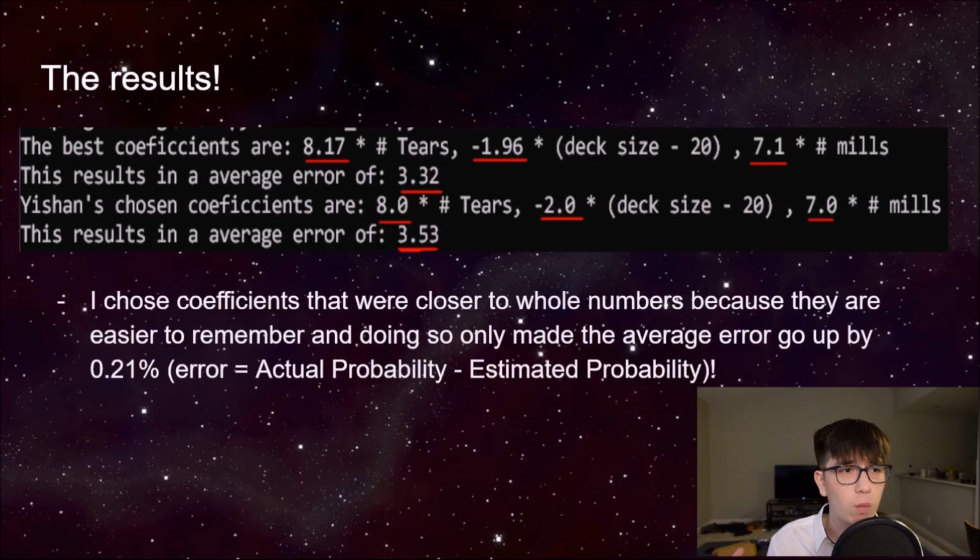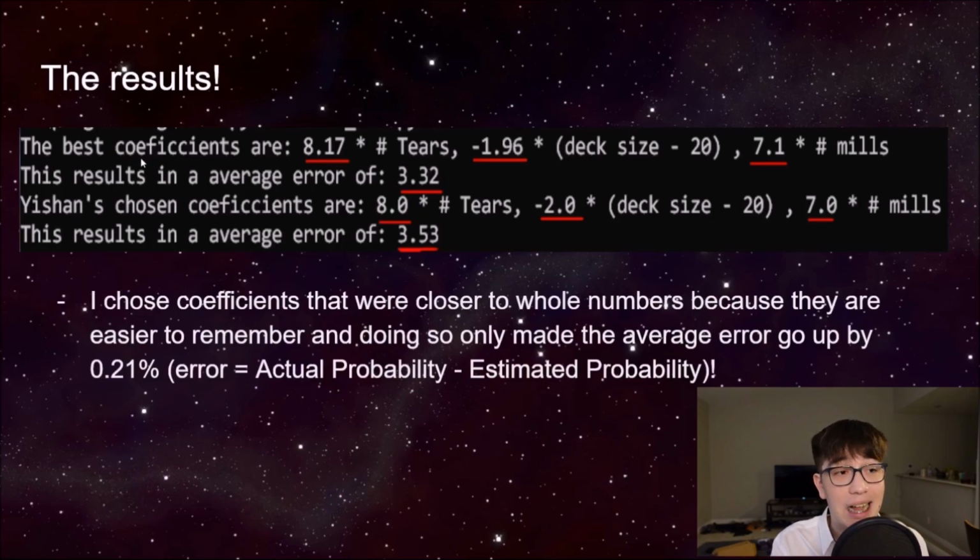This is what we're all here for, right? What did we learn? Well, the best coefficients are these: 8.17 times the tiers, -1.96 times the deck size minus 20, and 7.1 times the number of mills. These are what the optimizer calculated. No one is ever going to remember these numbers, so what I said is let's just simplify it. Let's make it 8, -2, and 7. Boom, done. We can remember three numbers.